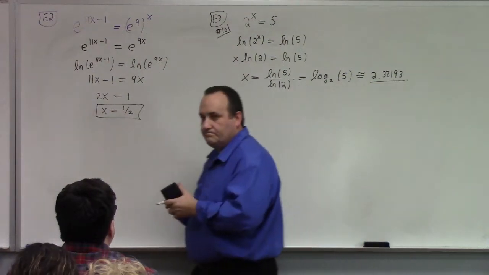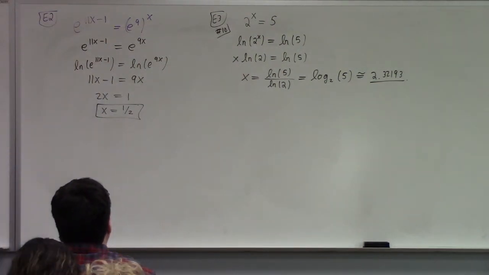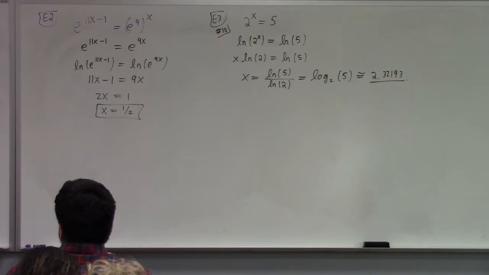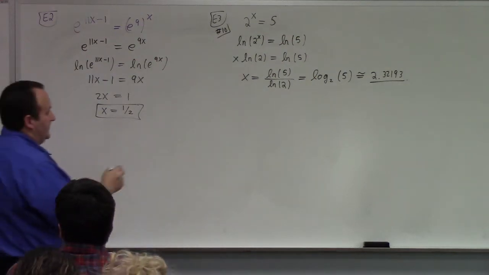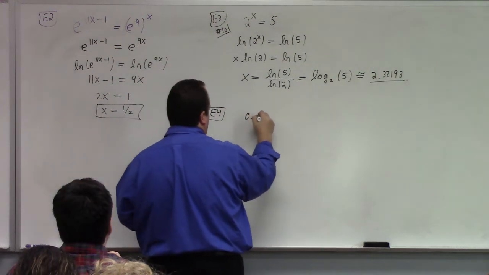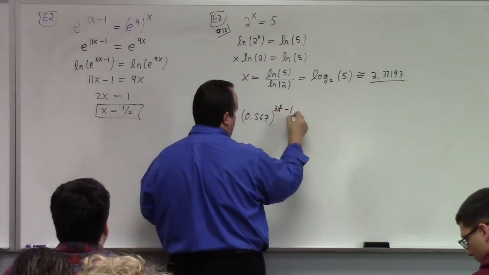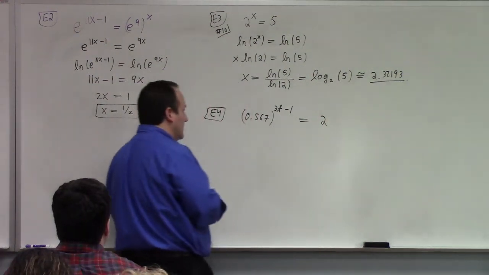Something like that. Yeah, that's not what I meant exactly. I meant a decimal raised to a power. A decimal raised to a power. Mm-hmm. So you mean something like 0.567 raised to the 3t minus 1 equals 2?